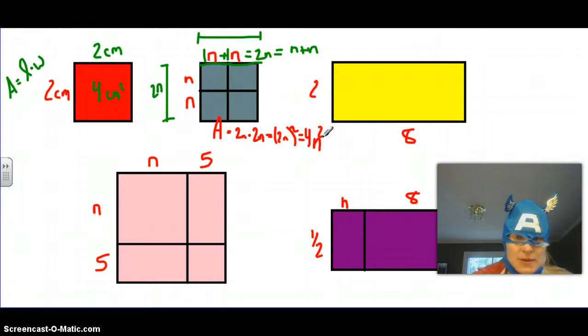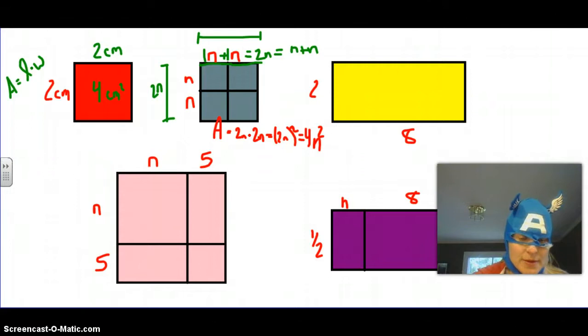So looking at this area, to recap, we said this was n plus n, or 2n, n plus n, or 2n. We multiplied 2n by 2n. Because they're the same, we can say it's 2n squared. And then the square of 2 is 4, and the square of n is n squared. Okay? Let's look at this example down here.